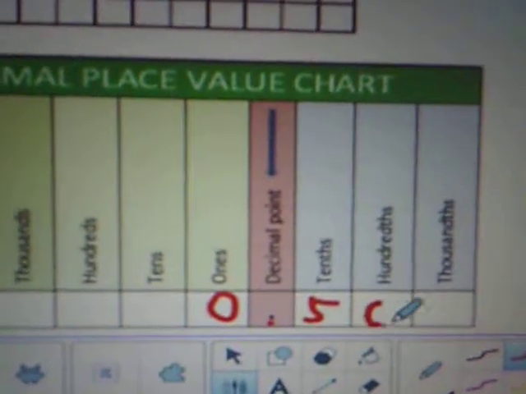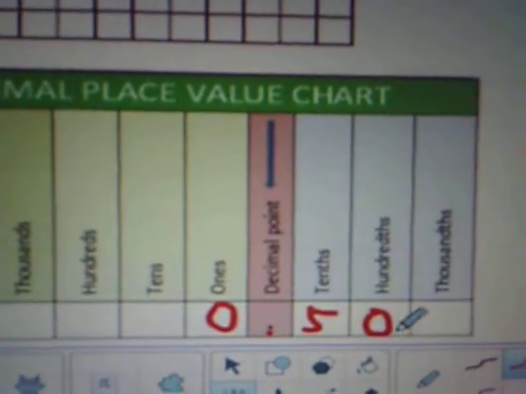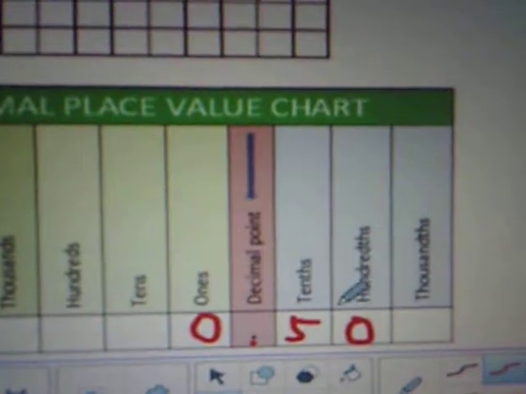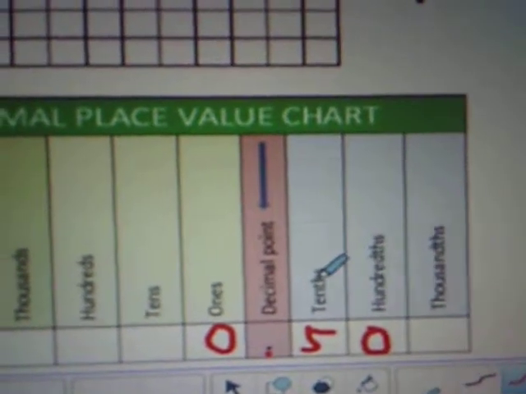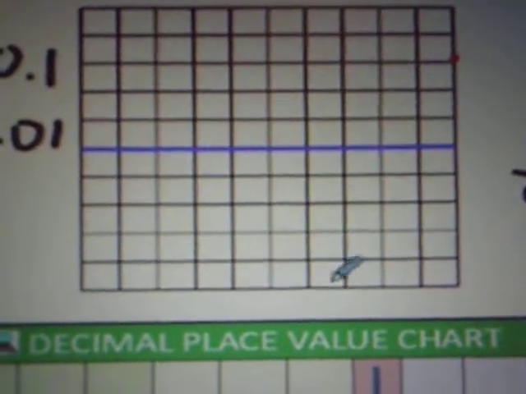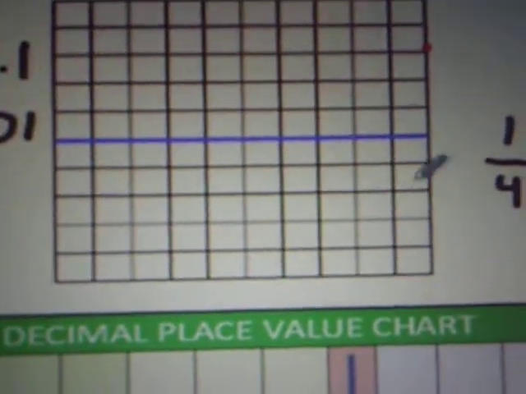0.50 hundredths. But if you'll notice, 50 hundredths is the same as 5 tenths. And here's why. 1/10, 2/10, 3/10, 4/10, and 5/10. But again, if I counted the little squares, it would be 50 of them, 50 hundredths.